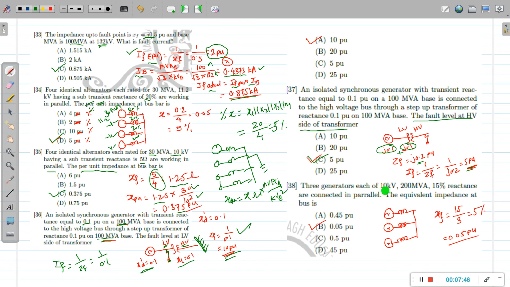If 3 generators, each of 200 MVA, 15% reactance, are connected in parallel. Okay, so each has 15%. So 15% in parallel with 15% in parallel with 15%. This is your impedance at the bus bar. All are equal, hence it is divided by 3. It gives you 5%, which in per unit means divided by 100, so it will give you 0.05 per unit.